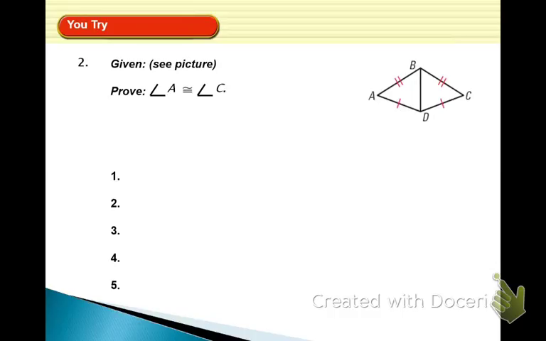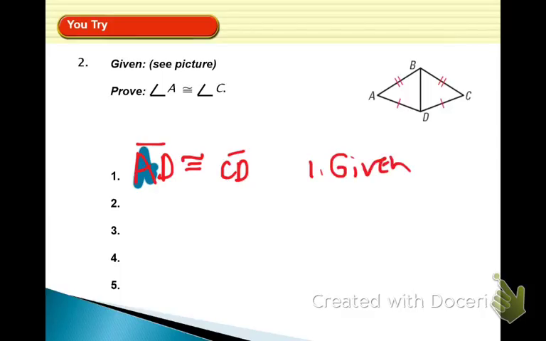Yes. AD is congruent to CD. Yeah, we'd start with our givens, right? So we've got AD. Let's do it in red. AD is congruent to CD. And that's given. All right, what else can I say? What's my other given, Carly? Right, AB is congruent to BC. That's given.